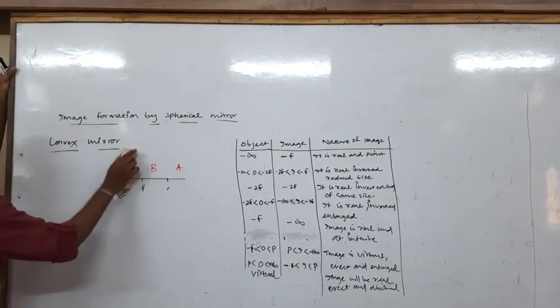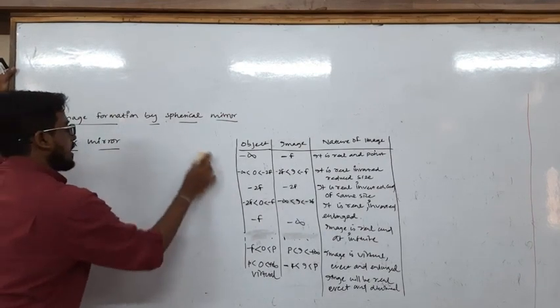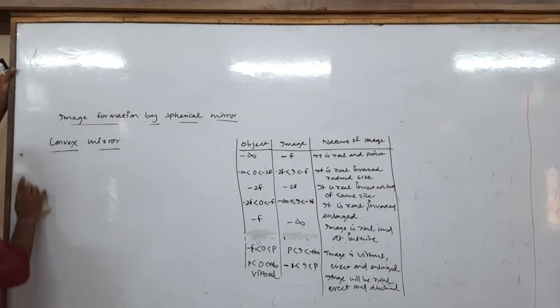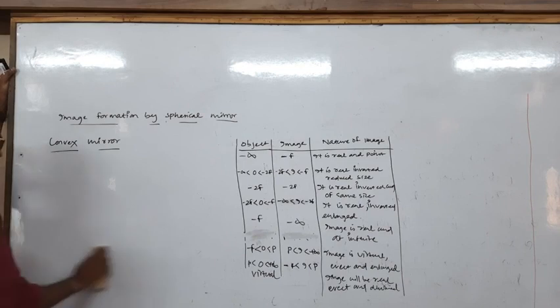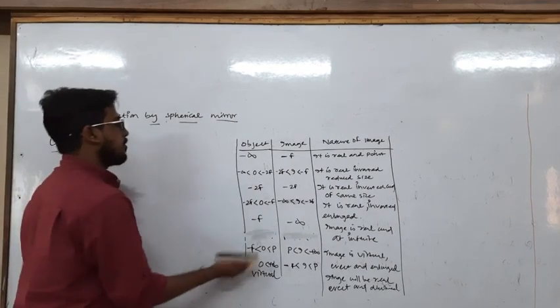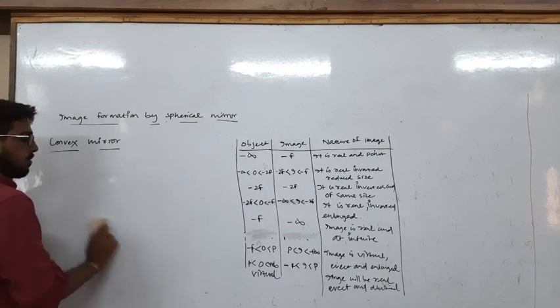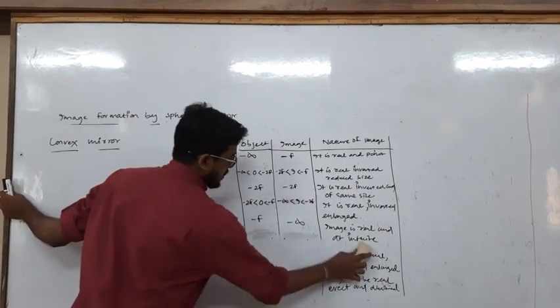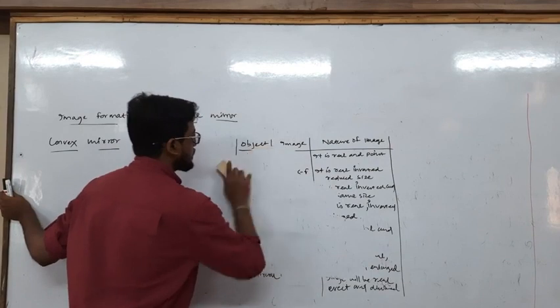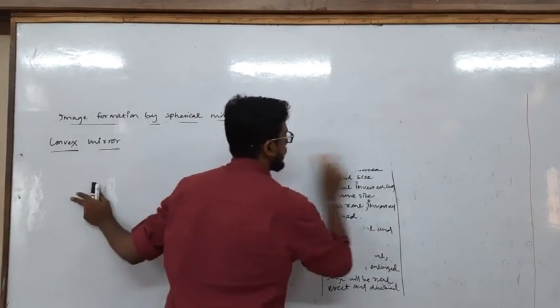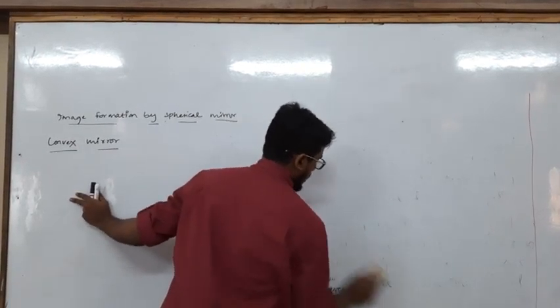So for the observation of the object, and according to the object, how to determine the position and nature of the image, you have to remember this table and the condition where the object will be placed according to where the image will be placed. Clear? So next we will study the mirror formula.